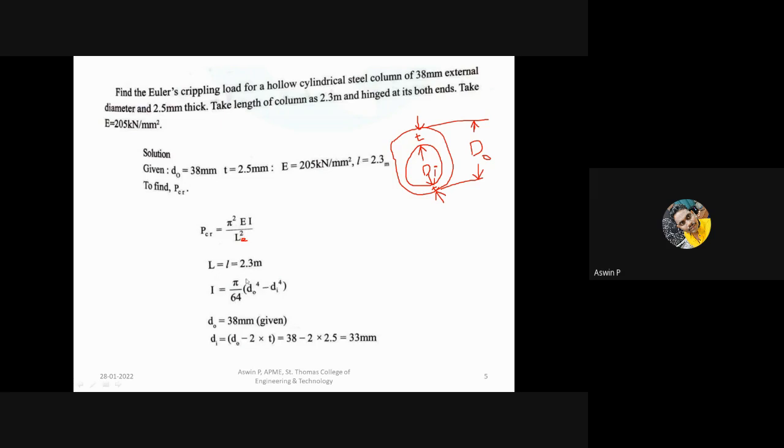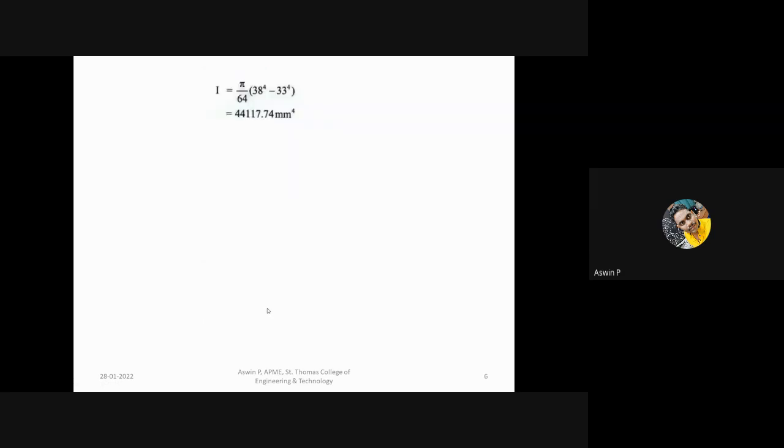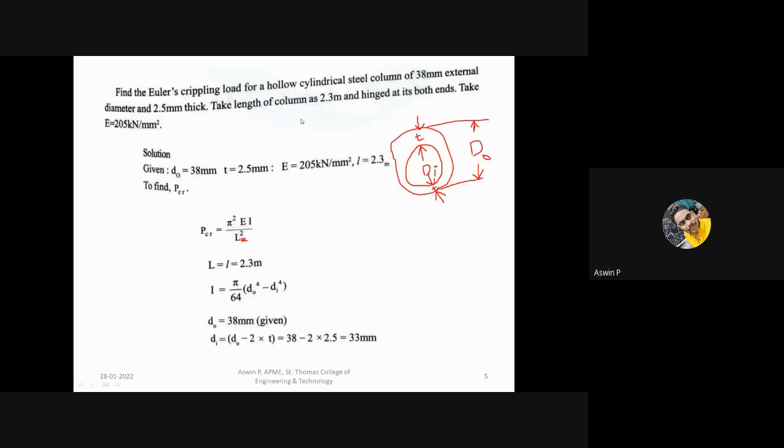After substituting these values in the moment of inertia equation, you can find I as this value. Please write down this equation. The given data should be written first. After that, the equation for PCR, the crippling load. After that, the effective length for the both-ends-hinged case. Then the moment of inertia, and since Do is given, you need to find di. For that, you can use this relation.